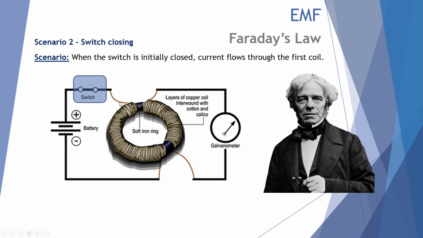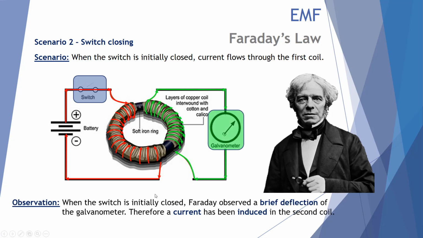Scenario 2, when the switch is closing, when it first closes, when the switch is initially closed, current flows through the first coil. In doing so, it creates a magnetic field. Observation: when the switch is initially closed, Faraday observed a brief deflection of the galvanometer. Therefore, a current had been induced in the second coil. It's moved from a vertical position to the right.